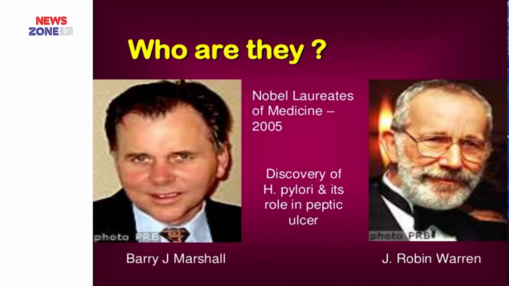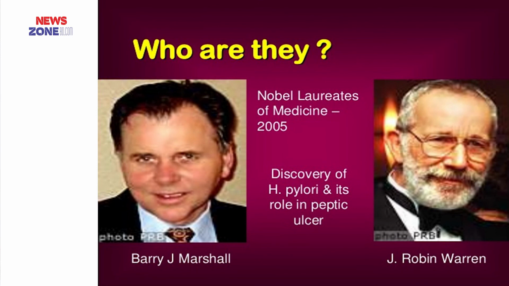Who are they? They are the Nobel laureates of medicine in 2005, for the discovery of H. pylori and its role in peptic ulcer: Barry J. Marshall and J. Robin Warren.